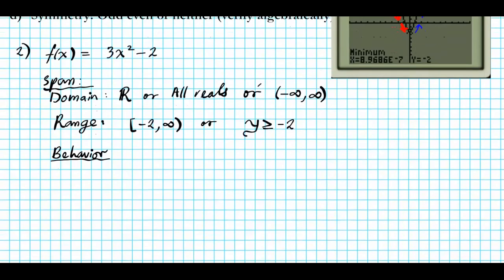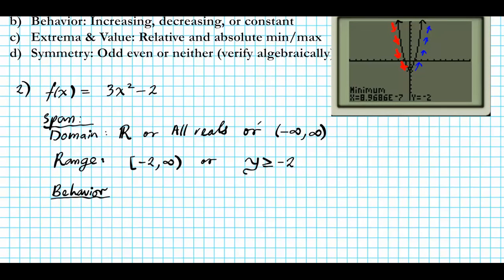The graph is decreasing from negative infinity all the way to 0. Okay, and then it's increasing from 0 to infinity.